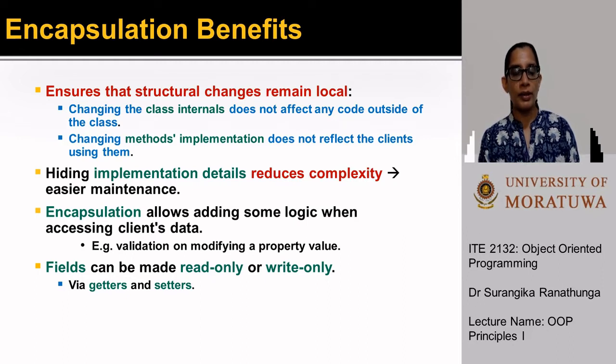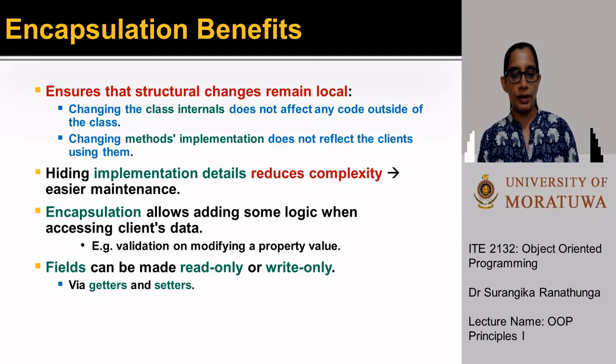So as long as the method signature, you know what the method signature is, the access modifier, the return type, the method name and the list of parameters, as long as these remain unchanged, you can make any other change to your data members and to the method implementation. So this inherently reduces complexity. Why? Because now you know that when you change one place, it will not have a ripple effect. That means it won't affect any other place. So it's easier to maintain code written in that way.